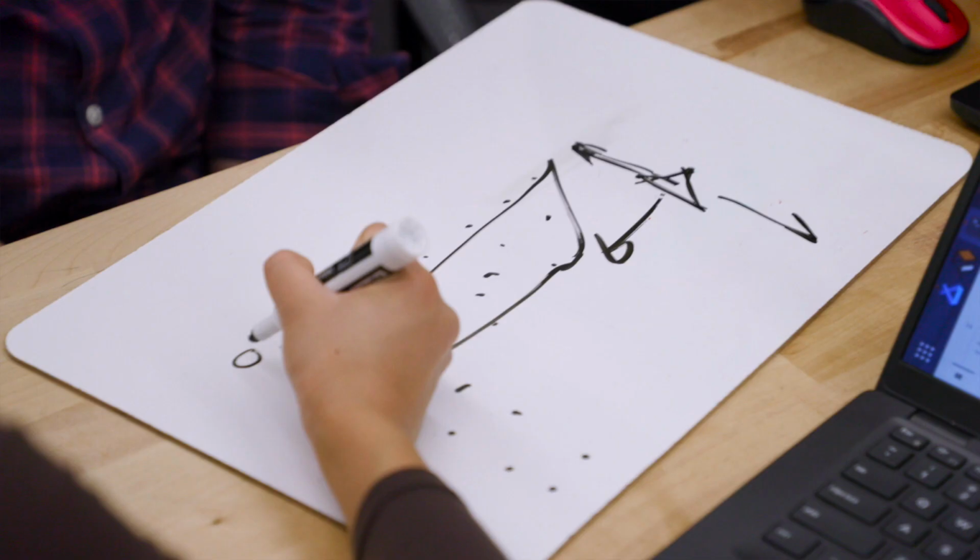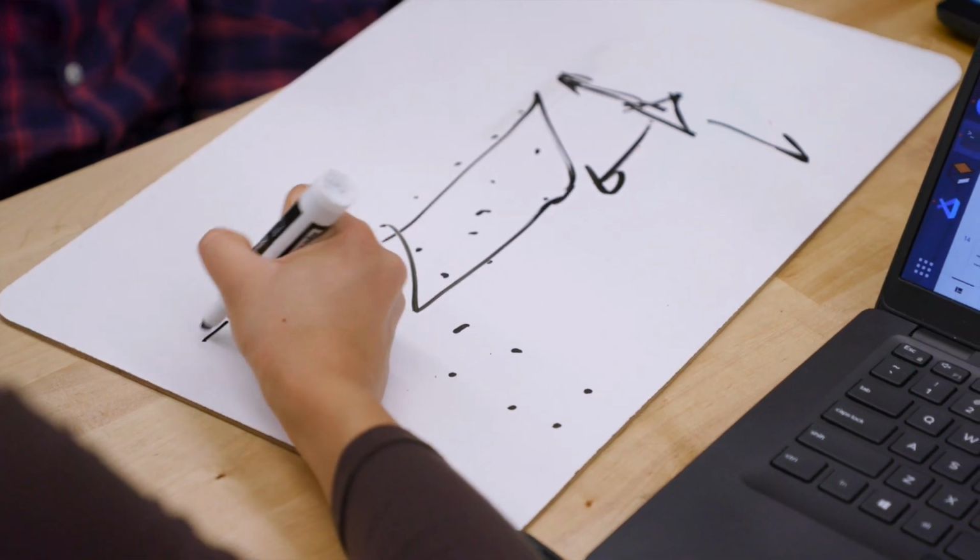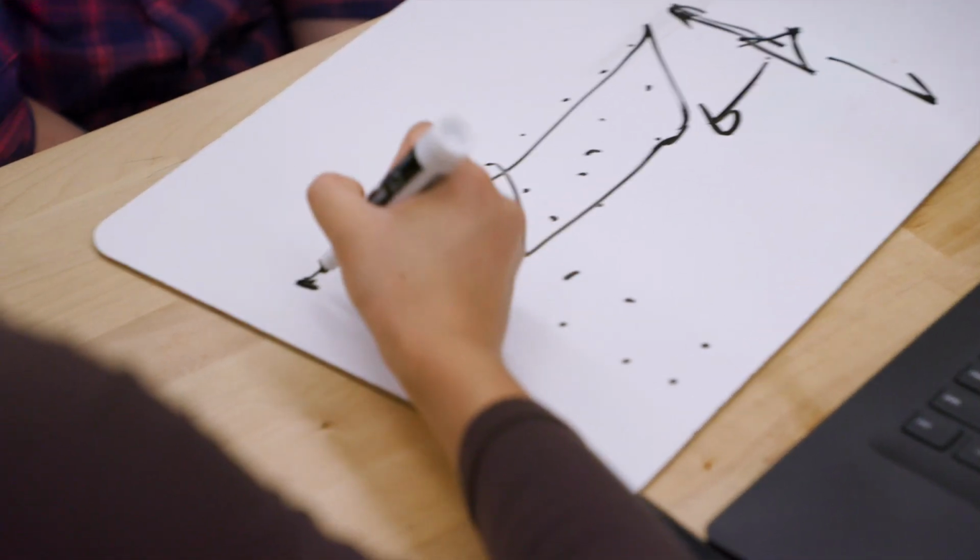Yeah, so here's a camera looking out, and we know this distance right here. Yeah, you know that distance because we can just measure it.